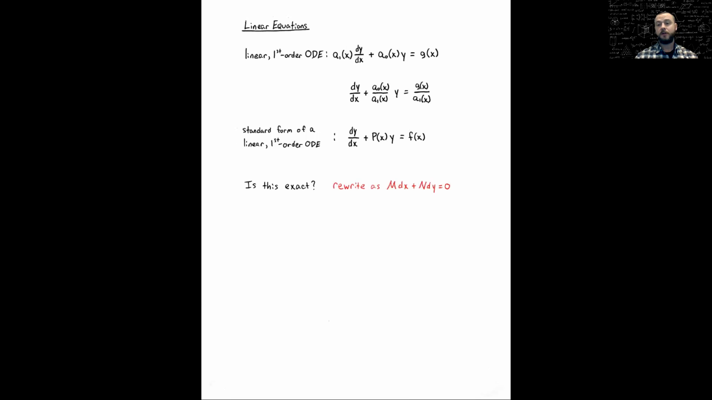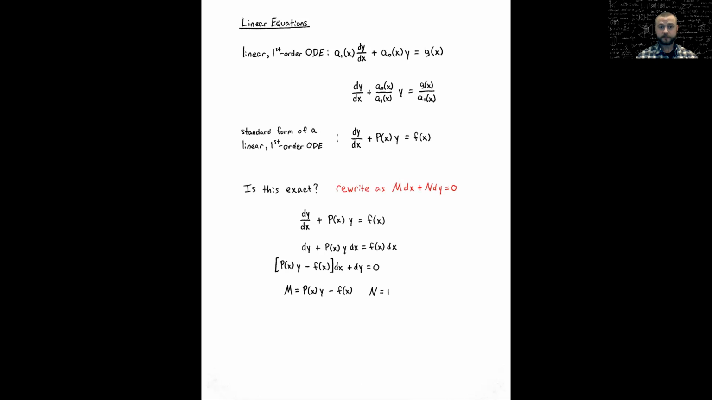All right. So thinking back to our previous two lecture topics, let's ask the question, is this exact? Now, to do that, we would first have to rewrite our differential equation, what we're calling standard form, in differential form, M dx plus N dy equals 0. So let's go ahead and do that.